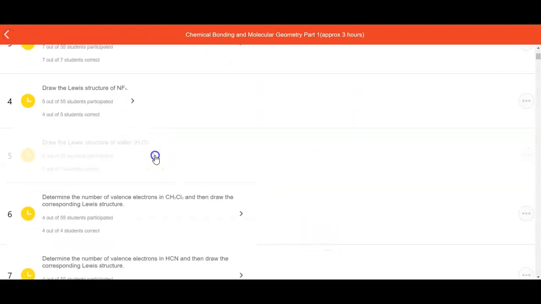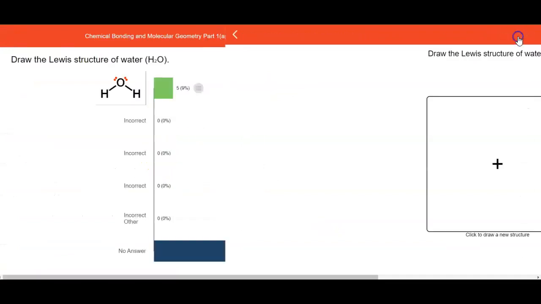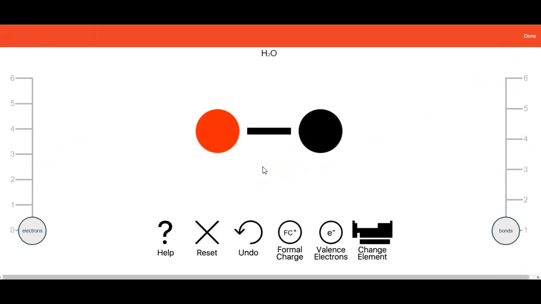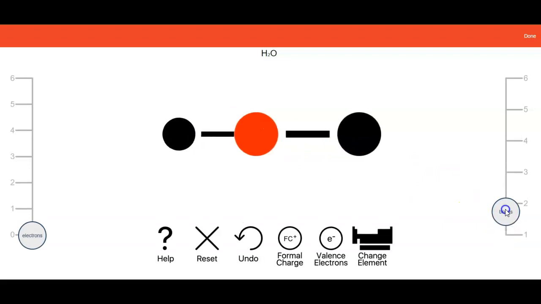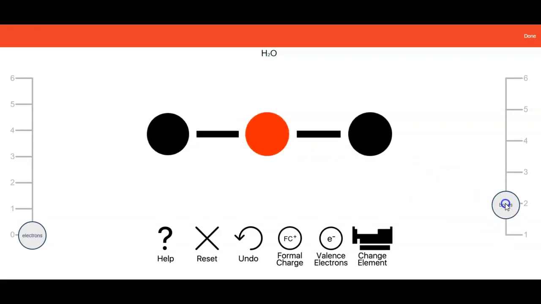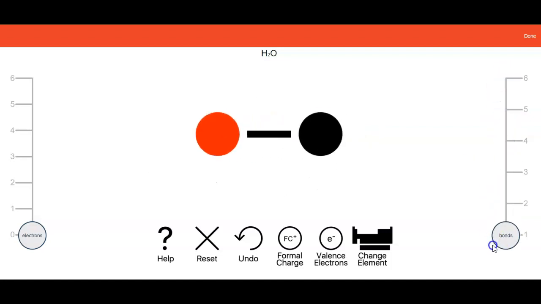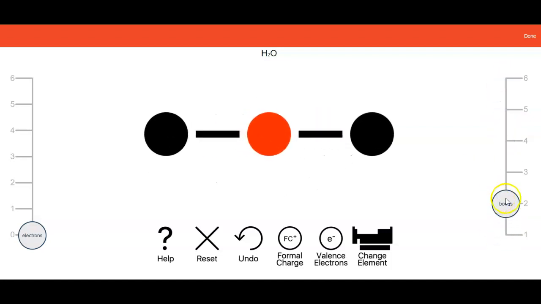Let's do water. Okay, so I'm drawing it for water. You see how there's only 2 atoms here? So what you can do is you can see over here it says the number of bonds. You can just change it to 3. So if I needed 4, I would just do this. You can do this at the very beginning, or you can do it at the end, or in the middle. I'm just going to do it in the beginning.